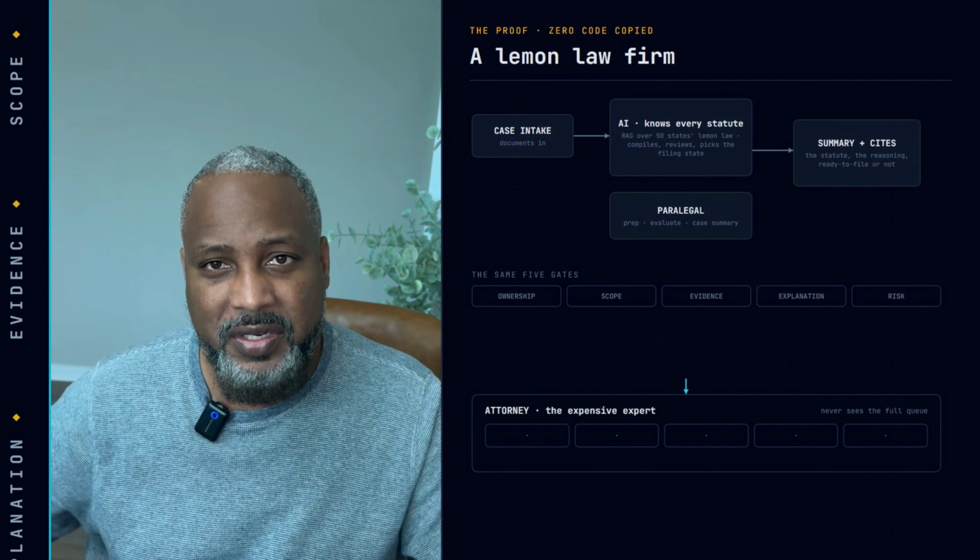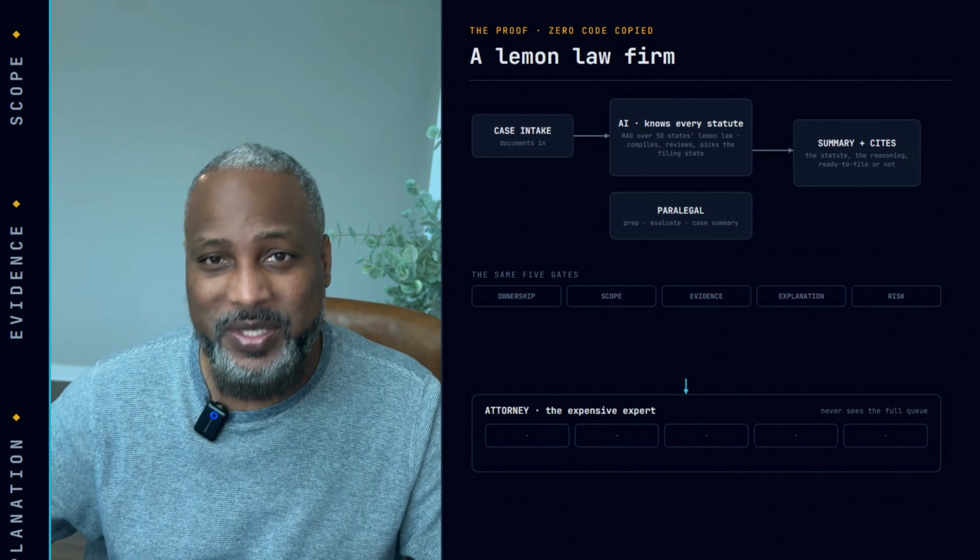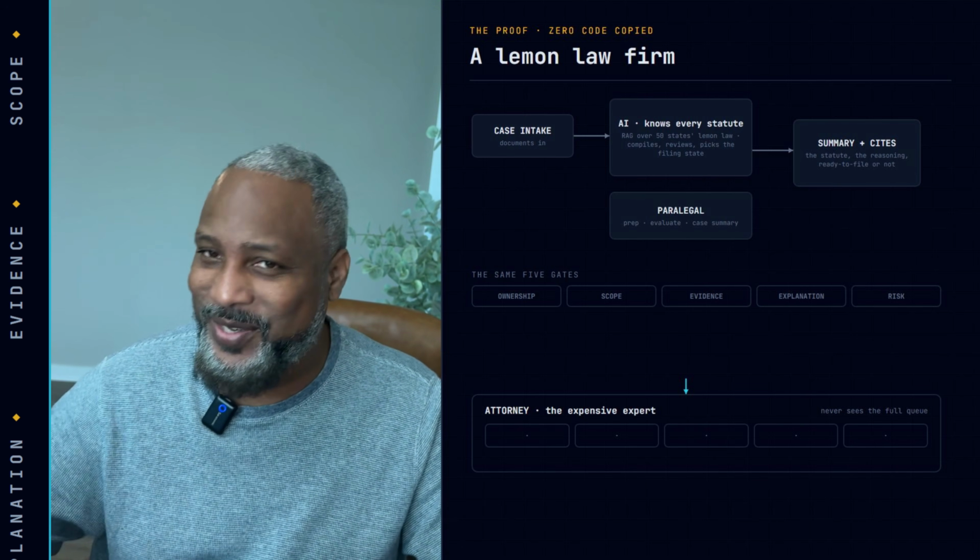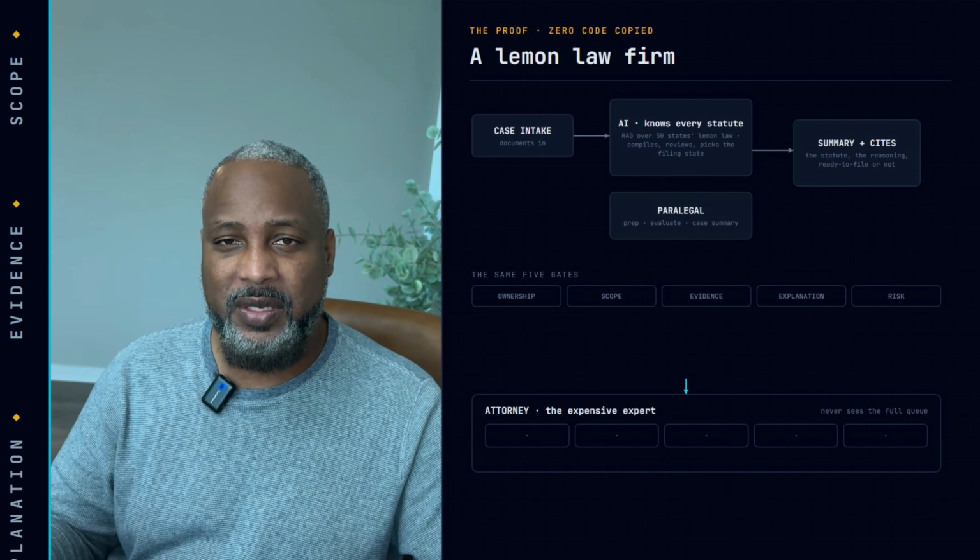In this case, the attorney is your expensive expert, and they're the ones who need to be gated. They don't need to see every case. So what happens in this case?